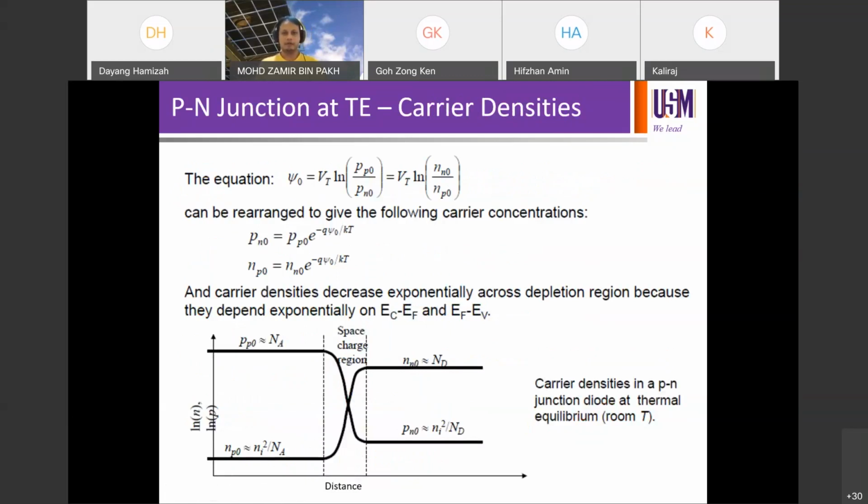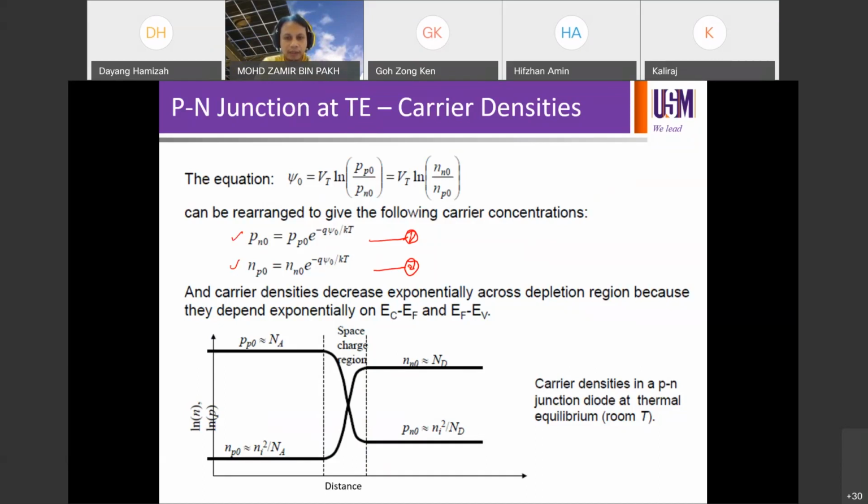So it can be rearranged as the following, equations 1 and 2. From the above equation, you can rearrange this into these two equations. If you look at equations 1 and 2, you can use them to calculate minority carrier concentration. Equation 1 is for the minority carrier holes in N-type at thermal equilibrium, and that is equal to PP0, the majority carrier holes at thermal equilibrium, times the exponential of negative Q VBI over KT, and the same is also applicable to minority carrier electrons.